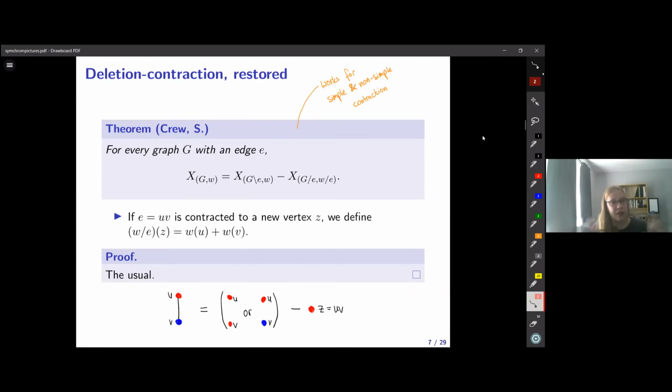Right, and now the proof I told you in the very beginning: if I count colorings of a graph with an edge uv in it, then the colors of u and v should be different, but if I delete the edge, I count both. The colors are different and the colors are the same, so I should subtract the ones where the colors are the same. Right, the same proof now actually works for this modified thing.